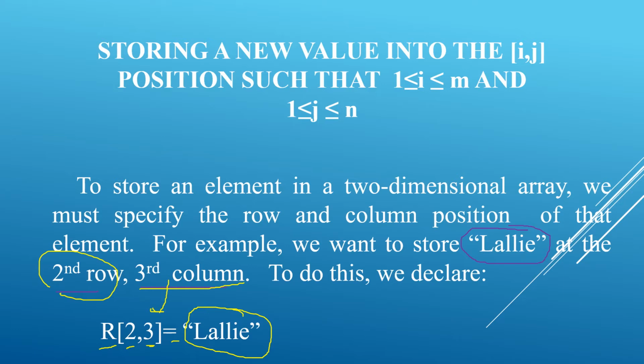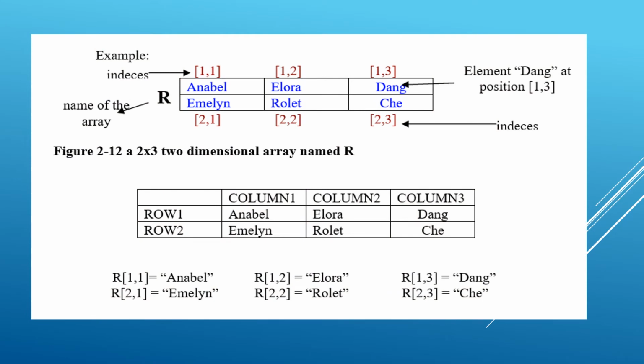So in this case, we could now store Lali, a constant string, to R sub 2 sub 3. Okay? So R sub 2 sub 3, that means we're going to store the element Lali at the array named R, at row 2, column 3. Alright, based on our previous example, we want to store Lali. Since this is a constant string, we have to enclose that with quotation marks, okay? We want to store Lali at row 2, column 3 of our array named R. Okay? So R sub 2 sub 3, we're going to store Lali.